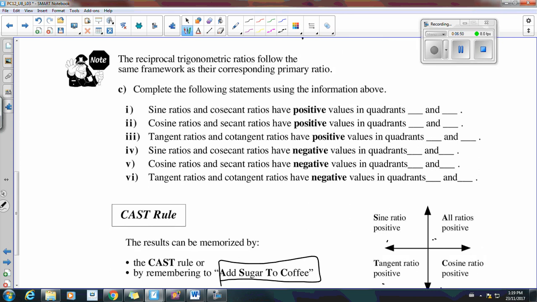Since we're looking at the reciprocal of the ratios as well, wherever sine is positive, it also tells us cosecant will be positive. So the sine and cosecant ratios are positive in 1 and 2, because if something's positive, its reciprocal will also be positive. Cosine and secant are positive in 1 and 4. Tangent and cotangent are positive in 1 and 3. Sine and cosecant are negative in 3 and 4. Cosine and secant are negative in 2 and 3. And tan and cotan are negative in 2 and 4.